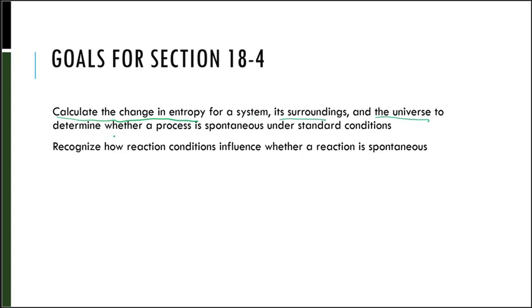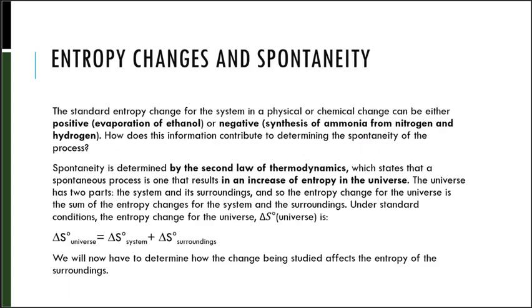In this section, you will be able to calculate the change in entropy for a system, its surroundings, and the universe to determine whether a process is spontaneous under standard conditions and recognize how reaction conditions influence whether a reaction is spontaneous. The standard entropy change for the system in a physical or chemical change can be either positive, like the evaporation of ethanol. Evaporation is going from a liquid to a gas, and that means it's becoming more disorganized, so that would be a positive value. Or it can be negative, the synthesis of ammonia from nitrogen and hydrogen.